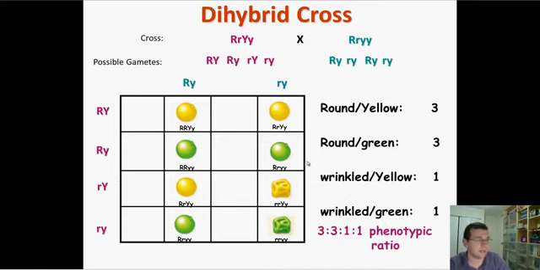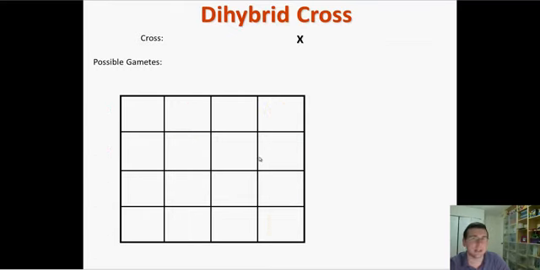Now let's do yet another one. And notice that this has a different phenotypic ratio. You don't have to memorize this, but the 9:3:3:1 shows up in tests all the time, so you should memorize that one. Now, what about this one?